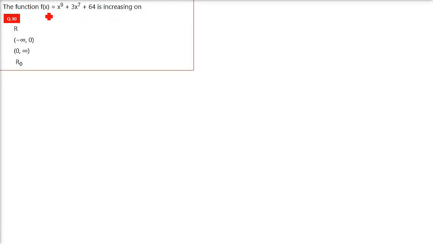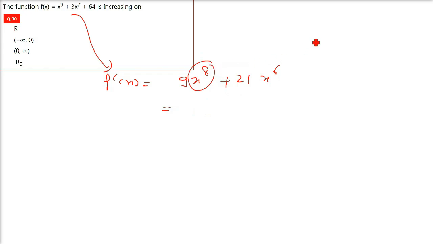Now this is a very straightforward question. Just differentiate it. F dash x we'll directly find out. It will be 9x to the power 8 plus 21x to the power 6. The 64 will be 0. So for f dash x, you don't have to worry about anything. Every term has an even power. x to the power even will always be positive. So 9 into positive plus 21 into positive, this f dash x will always be positive.